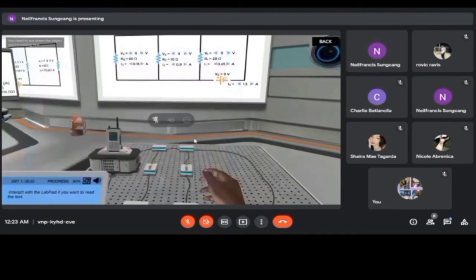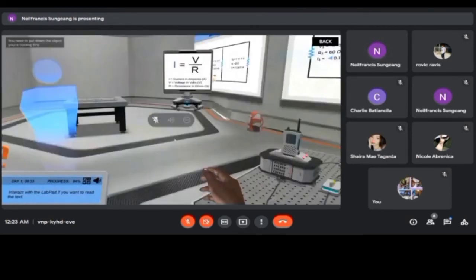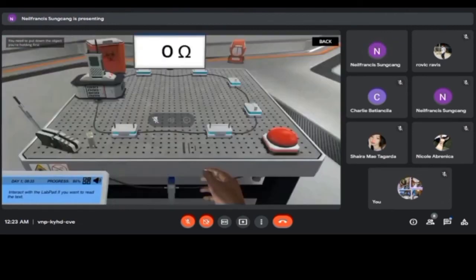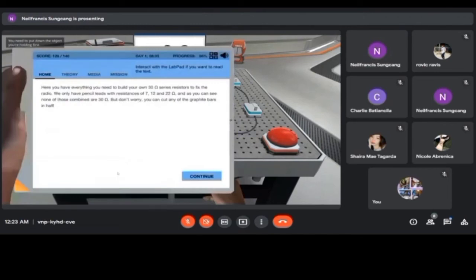Okay, seems like you know everything that you need to know about resistors to fix the radio. Let's get hands-on. Move to the test circuit table. Here you have everything you need to build your own 30 ohm series resistors to fix the radio. We only have pencil leads with resistances of 7, 12 and 22 ohms, and as you can see none of those combined are 30 ohms. But don't worry, you can cut any of the graphite bars in half.